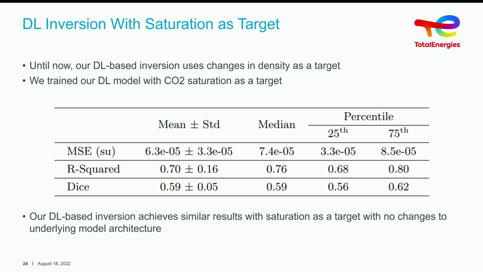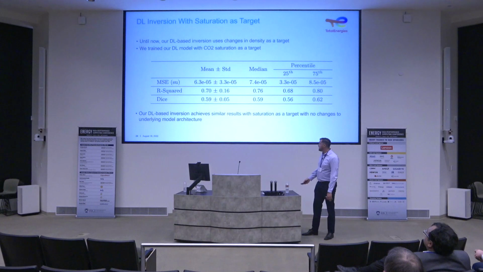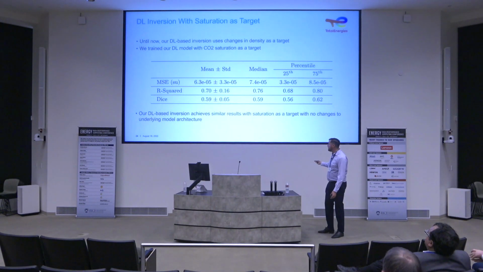The last thing we want to try before we conclude is, up until now, we tried density as our inversion target, right? What happens if we swap density out for saturation? And again, we apply the same methods and procedures, and here's the result for saturation. And you can see they're pretty good.